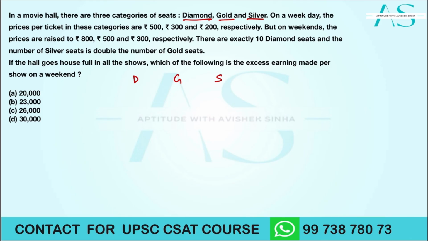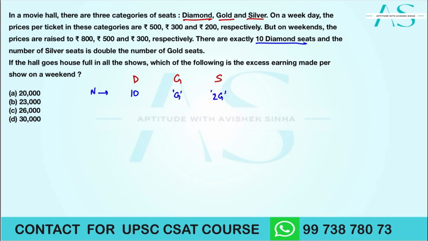Now, how many seats do we have? ये तो pricing थी. There are exactly 10 diamond seats. And the number of silver seats is double the number of gold seats. तो अगर gold seats 2 है तो ये 4 होगा, अगर 1 है तो ये 2 होगा. If we take the variable as G, G indicates the number of gold seats. It could be anything. इसका ही double होगा number of silver seats. So it is 2G. And if it is, let's say 10, so this becomes naturally 20.